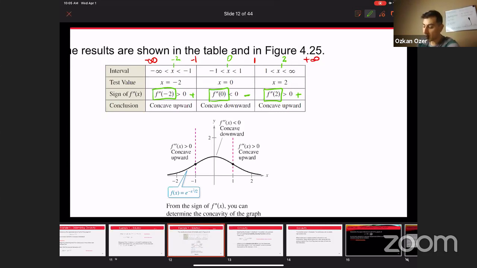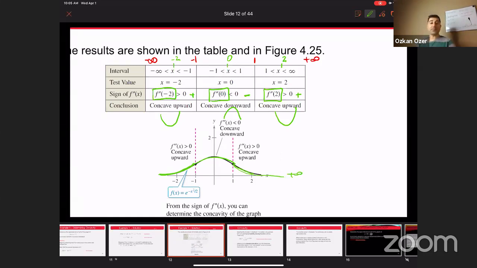Going back to the theorem, if f double prime is positive, you should have concave up behavior, concave down here, and concave up here. Can we observe that in the graph? Yes, we can. On the interval from -infinity to -1, the graph is concave up, as you see. Between -1 and 1, it's concave down, as you see. And from 1 to infinity, it's concave up.